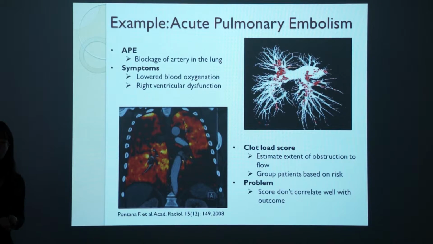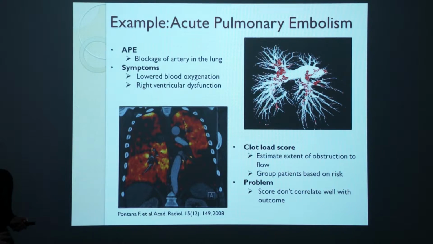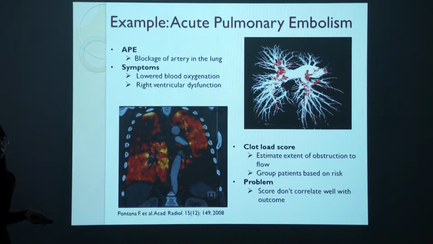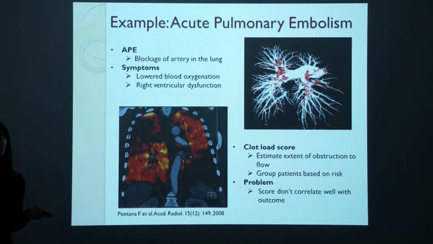But the problem is that this clinical index doesn't correlate well with clinical function. A patient can have a higher score but not much dysfunction, and some patients may have a reasonable score but really severe right ventricular dysfunction. We want the model framework that I just described to be able to explain why this happens and how we can improve this clinical clot load score.